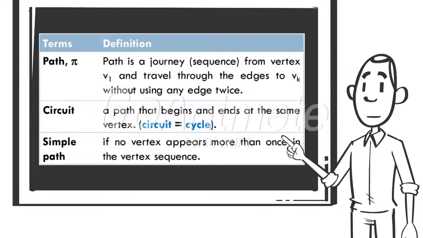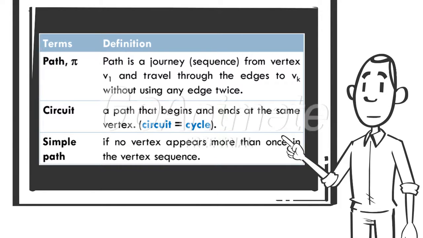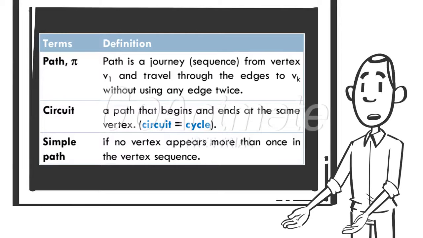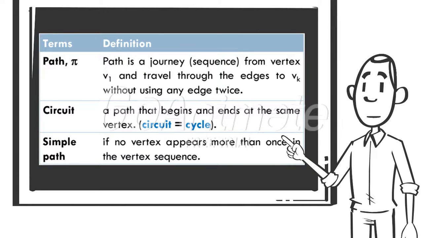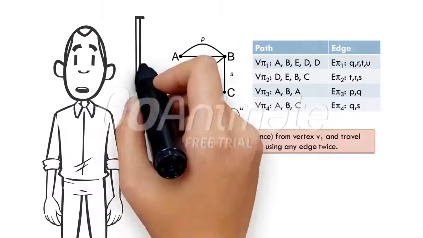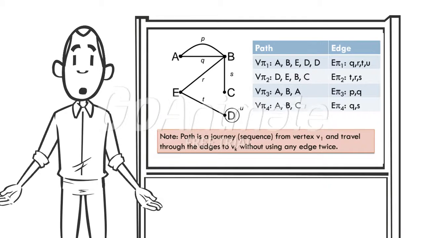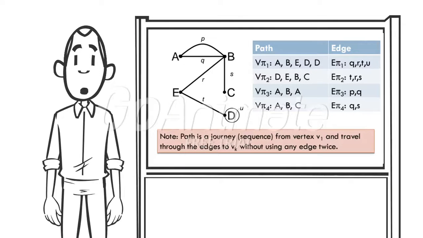Next, path is associated with the term circuit. As the term says, a circuit is a path that starts at a vertex and eventually ends at the same vertex it started from. Another vital term that you need to understand is simple path. This term explains that no vertex appears more than one time inside the vertex sequence. Now let's move on to some examples. As you can observe, it is easier to separate paths and edges inside a table.